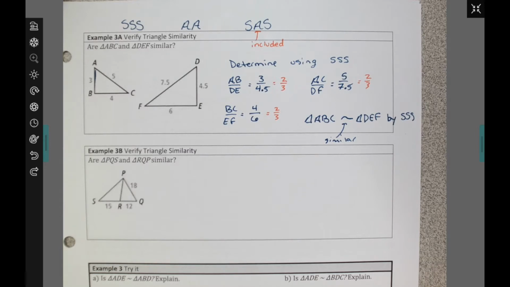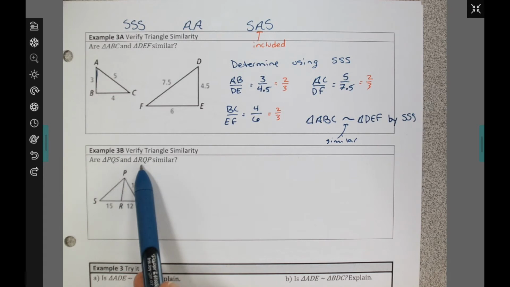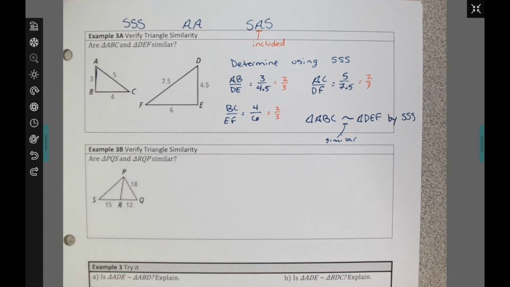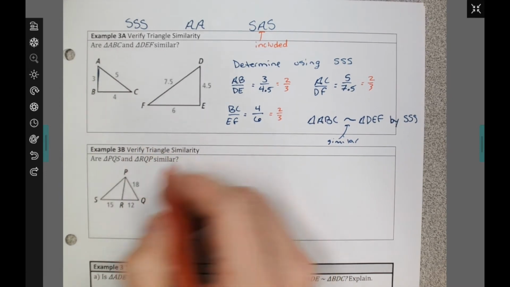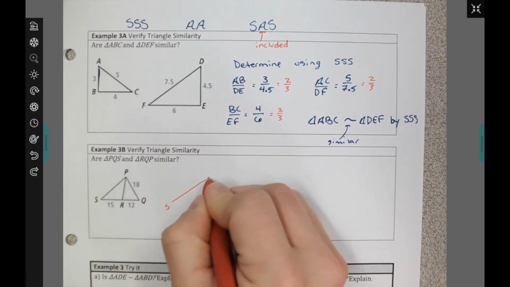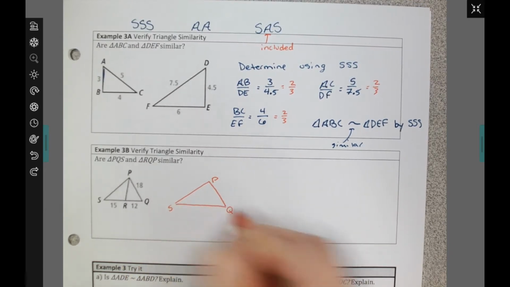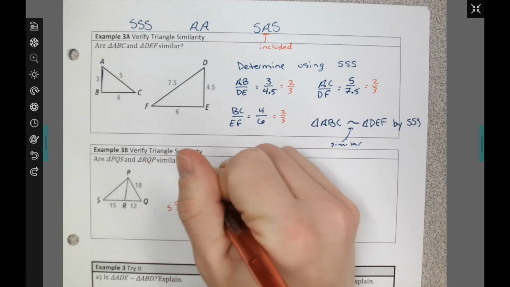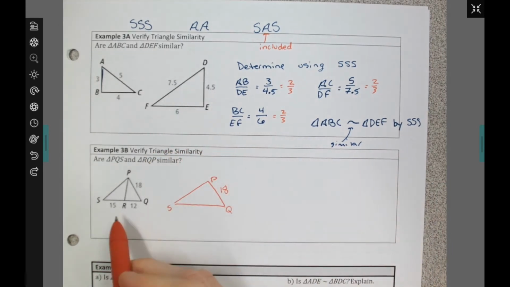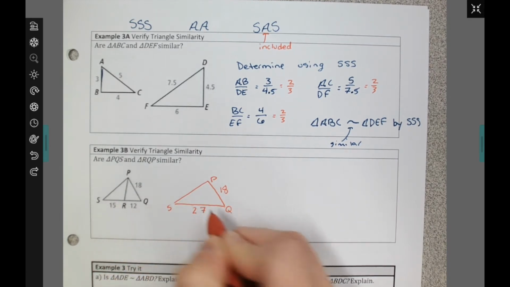3B is the one where you have to do a little more work. So you look at 3B, they give us a picture right here. They want PQS and RQP. They want us to compare those two triangles and see if they're similar. Like first semester, the first thing you want to do here is redraw them. So if I draw PQS, that's the one on the outside, we're going to go S to P to Q. Go ahead and label the sides we have. So PQ is 18. SQ is the whole base right here, so we have to do 15 and 12 to give us 27.